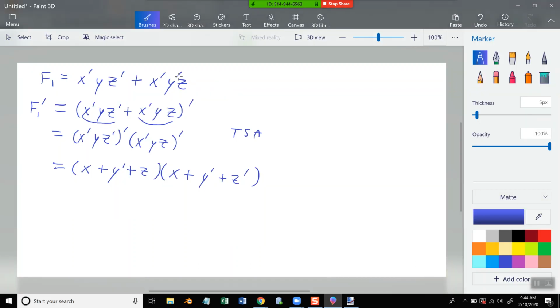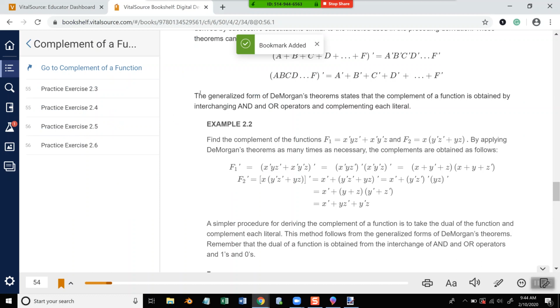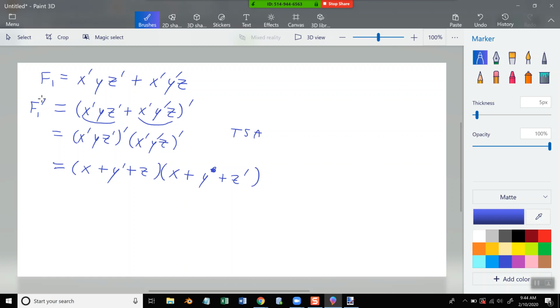Okay, so how does that change it? This is y prime here. And this is still y prime here. And then this gets flipped, and that's y. So x plus y plus z prime. Okay, so that checks. And that's how you'd find the invert of that, the not.